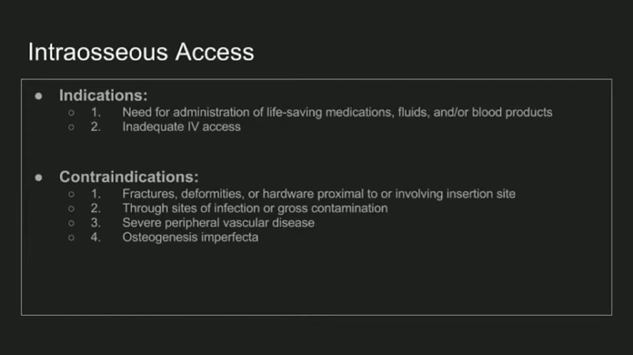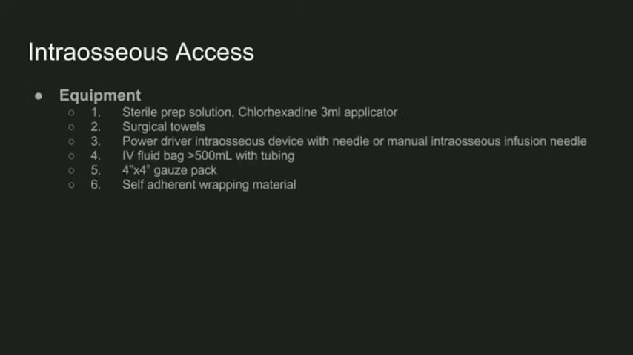Indications for placement of an intraosseous line include need for administration of life-saving medications, fluids, and/or blood products, as well as inability to obtain alternative IV access. Contraindications include fractures, deformities, or hardware placement proximal to or involving the insertion site, as well as need to place the line through a site of infection or gross contamination. Additional contraindications include severe peripheral vascular disease as well as osteogenesis imperfecta.